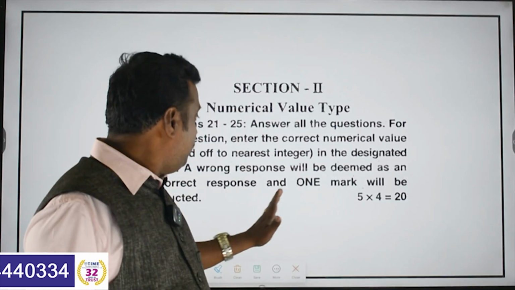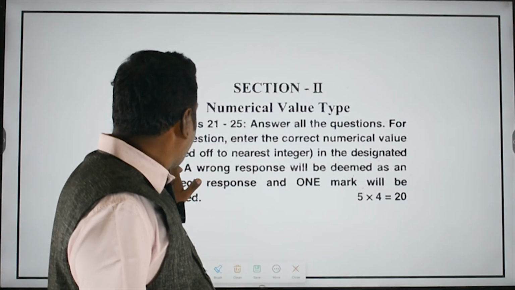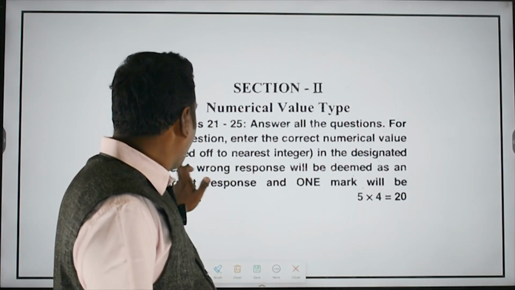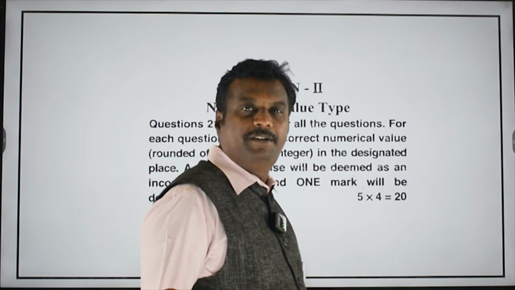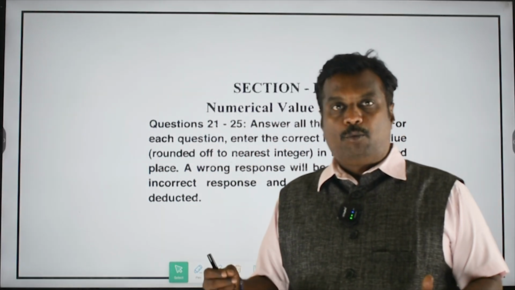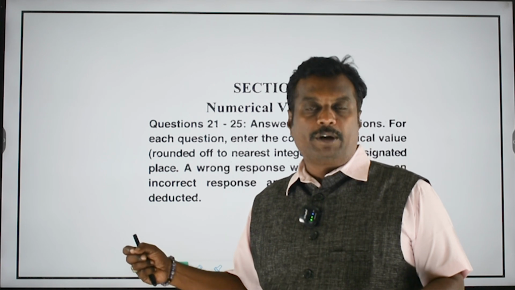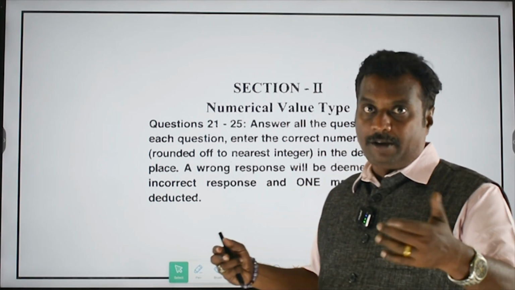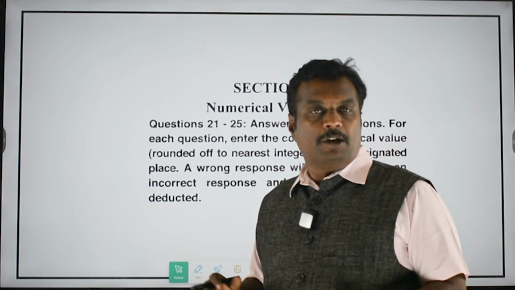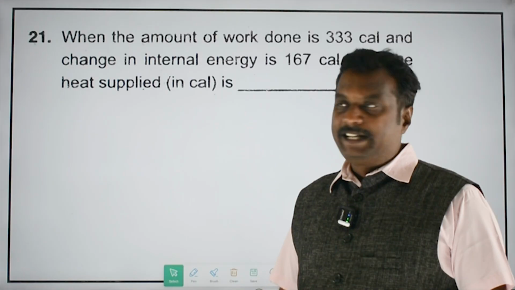Okay, the important thing here is that you can round off the correct numerical value to the nearest integer. If it comes like 1.96 you can round it off to 2, if it comes like 0.9299 you can round it off to 1, and I have made a video on rounding off, right? So we are going to that, right? Let's go to the question.